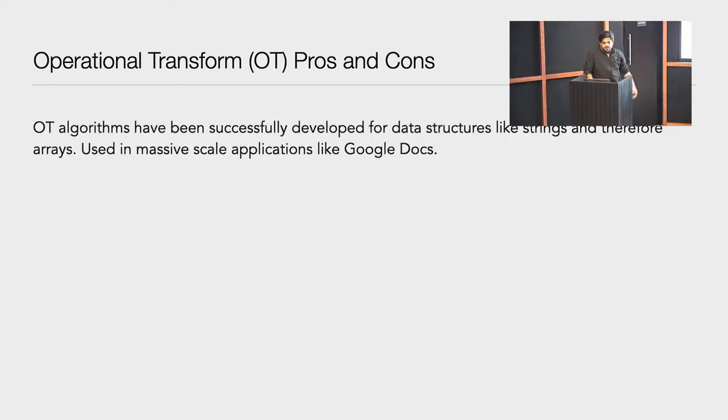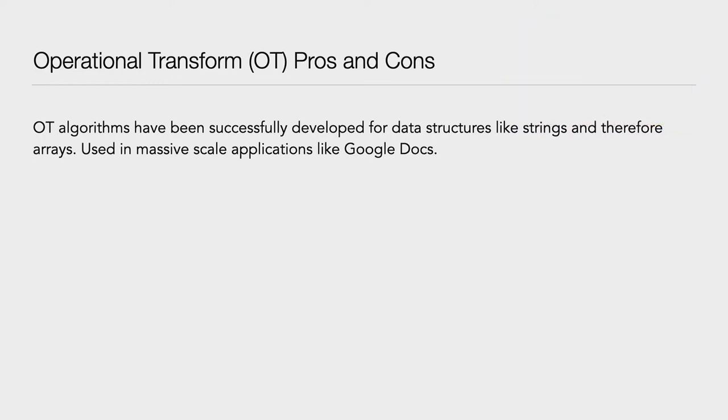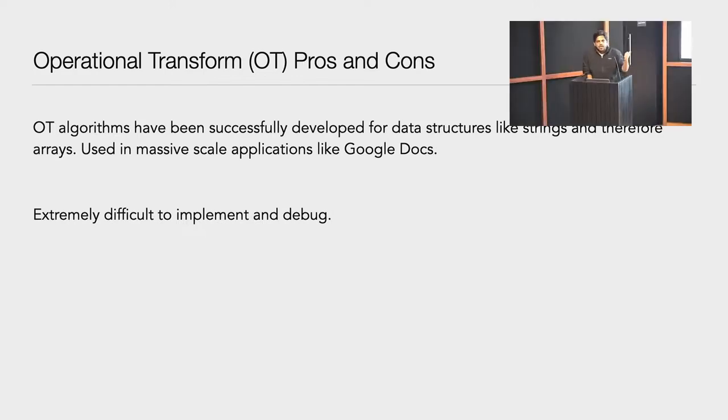Pros and cons are obviously they've been developed successfully for data structures like strings and therefore also arrays, and have massive scale applications like Google Docs. They're extremely difficult to implement and debug. These algorithms have been a topic of research for almost 2 decades now, more than that actually. Extremely difficult to implement at scale. People at Google who did it are absolutely brilliant, but other people have tried it. Even guys at Figma, for example, tried it for a while, but really didn't work out for them. Extremely difficult to implement and debug.